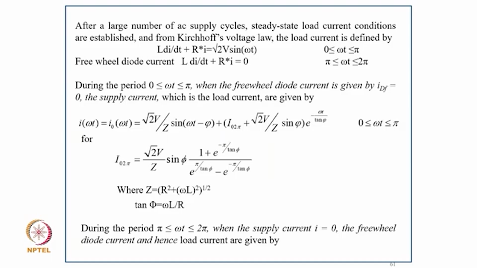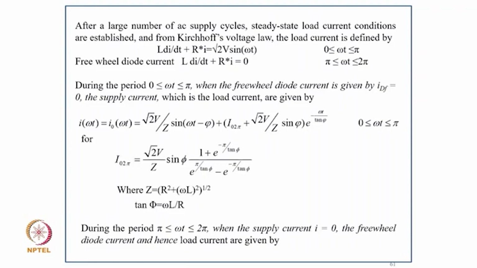So after a large number of AC cycles, the steady state load current conditions are established. From Kirchhoff's voltage law, the load current is defined by L di/dt plus Ri equal to root 2 V sin omega t for 0 to pi, and with the freewheeling diode conducting, L di/dt plus Ri equal to 0, that is from pi to 2 pi, omega t equal to pi to 2 pi.